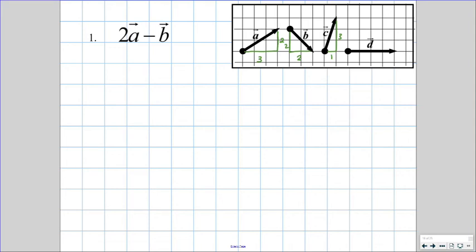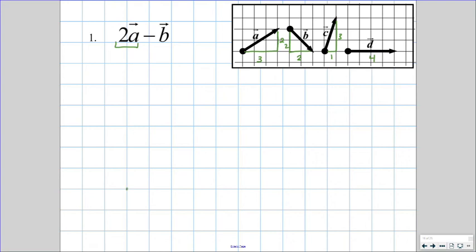D is 1, 2, 3, 4 units along the horizontal. All right, so when I go to draw 2A, 2 is our scalar. It's just a constant that we're multiplying vector A by. Scalars don't change the direction of our vector, unless they're negative, but they do change the magnitude. So what's going to happen when I draw 2A? If A is right 3 and up 2, then 2A is going to be right 6 and up 4. We're just going to double all of the components of vector A.